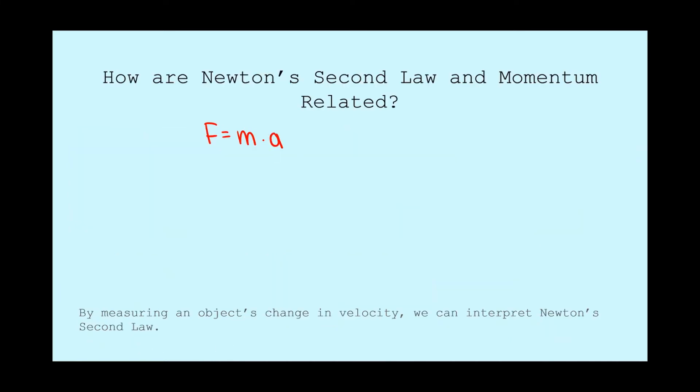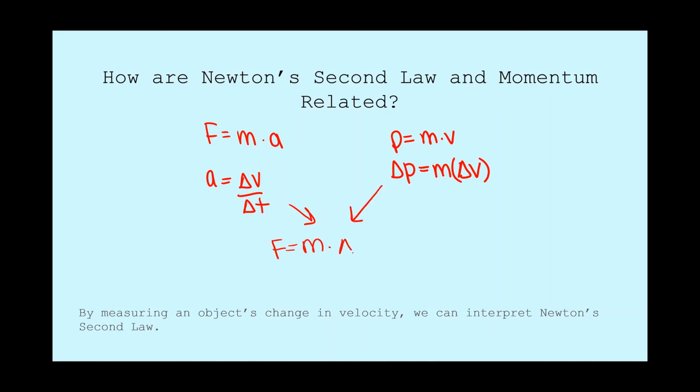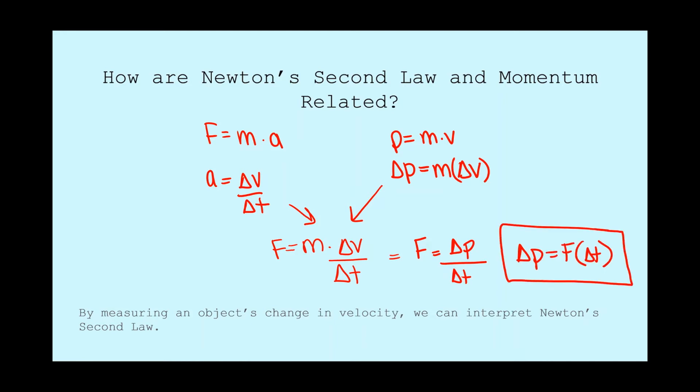So how can we relate momentum and Newton's second law? By rewriting both equations, we can understand acceleration in terms of a change in momentum. This means that Newton's second law and the momentum principle are one and the same, and it gives us a relationship to describe an object's change in motion, which is the change in momentum is equal to the net force times the time the force was applied.